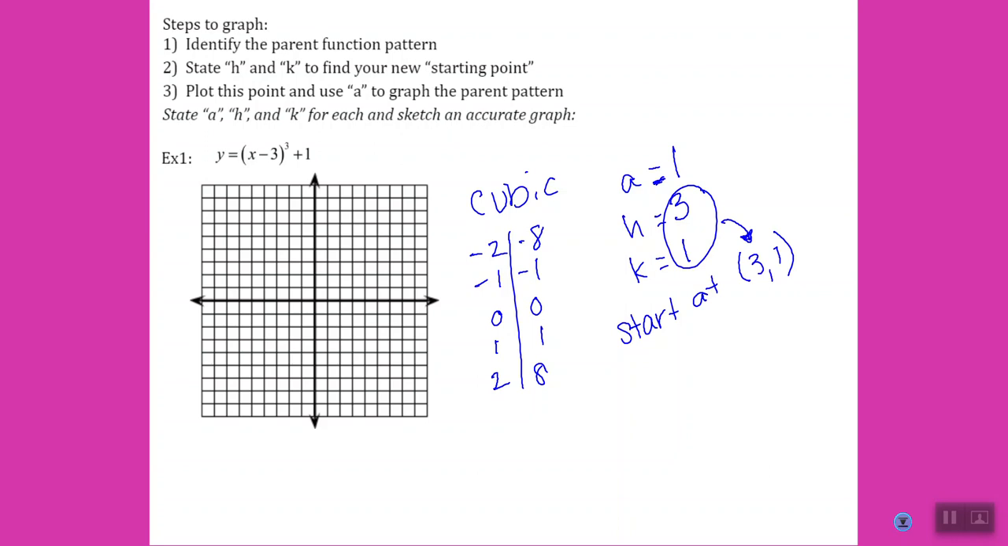So I'm going to put a point at 3, 1, and I'm going to make a little star on it just to help us see what we're doing. From that starting point, I'm going to use this pattern. So -2, -8: I'm going to go left 2 and down 8. Again, from this starting point, I'm going to go over 1 and down 1 for -1, -1. That starting point is the 0, 0 point. Then I'm going to go right 1 and up 1, and right 2, up 8. And then I'm going to connect them, and it should look similar to my cubic parent function. It's just shifted over 3 and up 1.